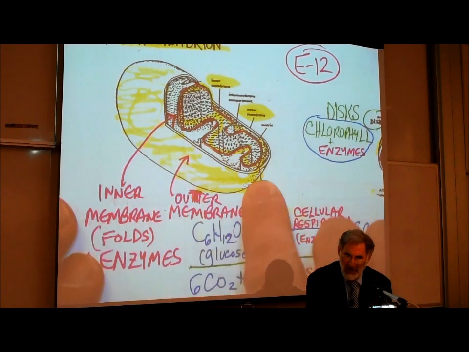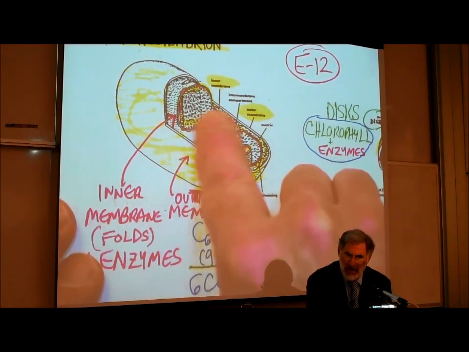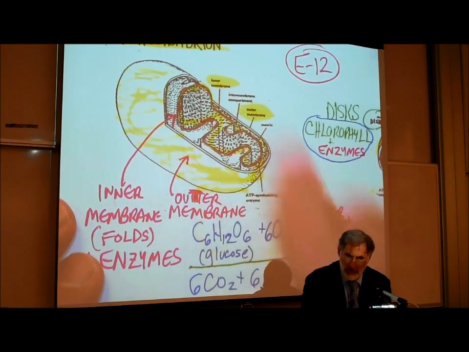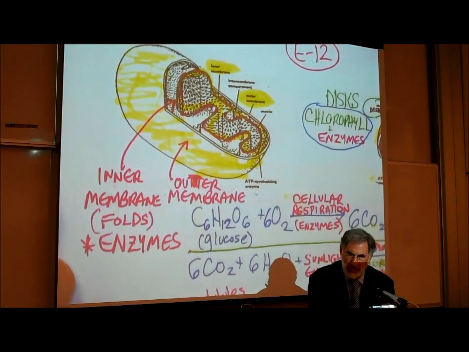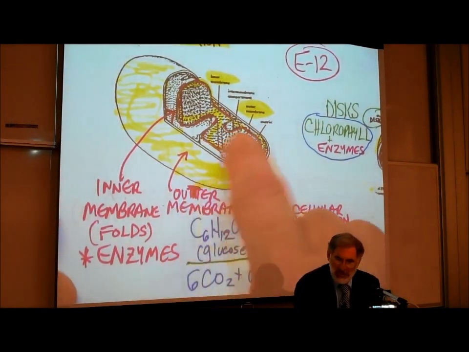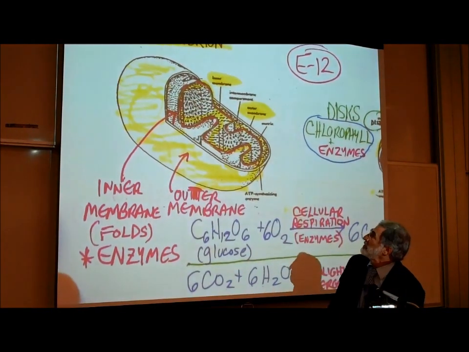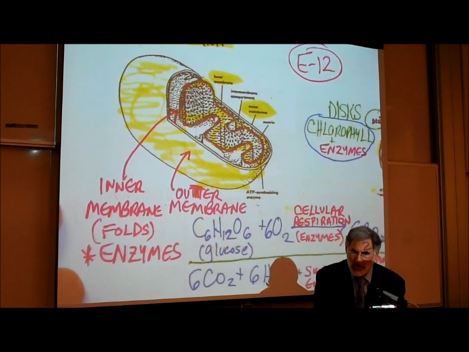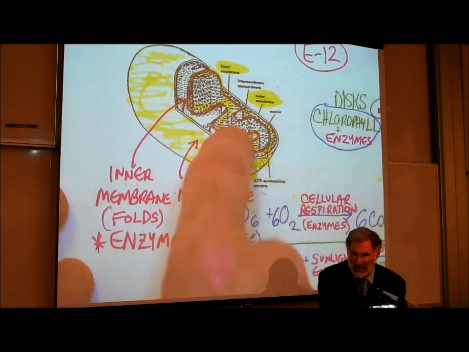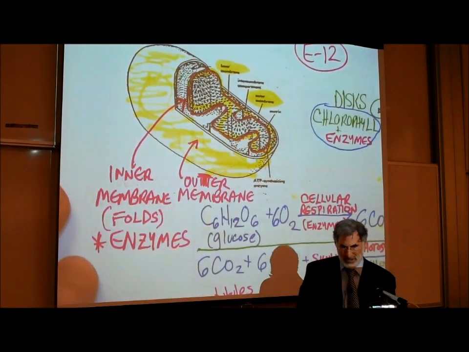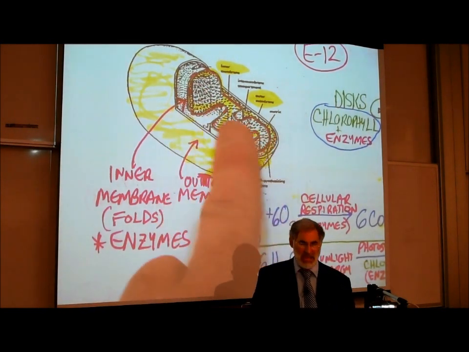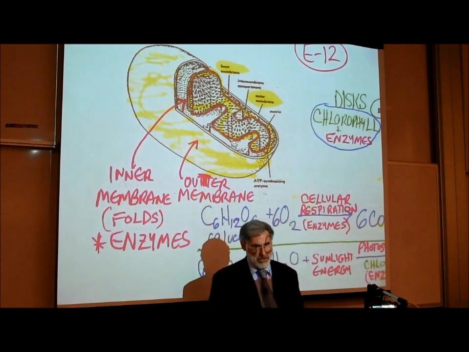Right? So there's the outer membrane. The inner membrane has folded. You can see it has inner folds of the inner membrane. So it's folded. Now, it shows in this picture a whole bunch of little speckles or dots all over the inner membrane. Those speckles or spots represent enzymes. So there's a whole bunch of enzymes on the inner membrane of the mitochondria.